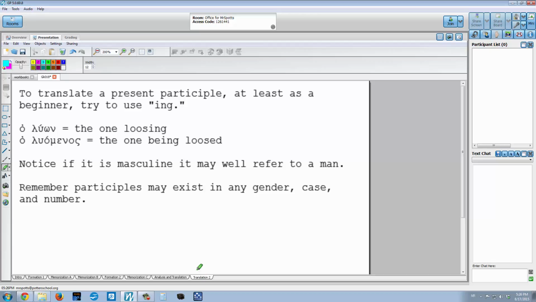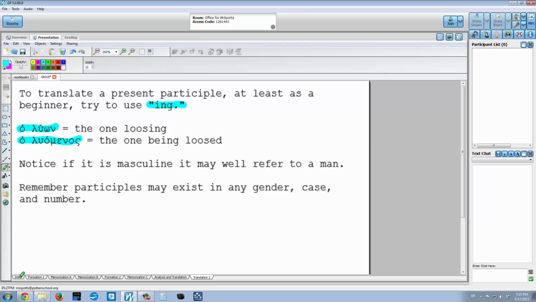Now, how are we going to translate this critter? At least as a beginner, I want you to try to use -ing. That's a present participle ending in English. So, ho luon, the active participle, would be the one loosing, and ho luamenos, the middle or passive participle, would either be the one loosing for himself, which is pretty unlikely, or the passive, the one being loosed. And notice if it's masculine, it may well refer to a man. It might be there with an adjective: ho luon anthropos, the loosing man. Ho luamenos anthropos, the man being loosed.